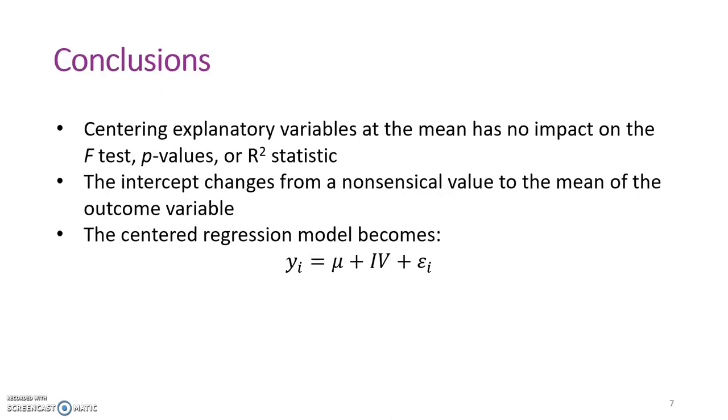So in conclusion, centering our predictors at the mean has no impact on the F-test, the p-value for the F-test, the p-value for the B1 coefficient, or the r-squared effect size. It just changes the intercept from a nonsensical value to the mean of the outcome variable. And then the centered regression model stays the same. It's the mean plus the independent variable plus some error. But now we really can say that it's the mean, as opposed to being some nonsensical intercept estimate.